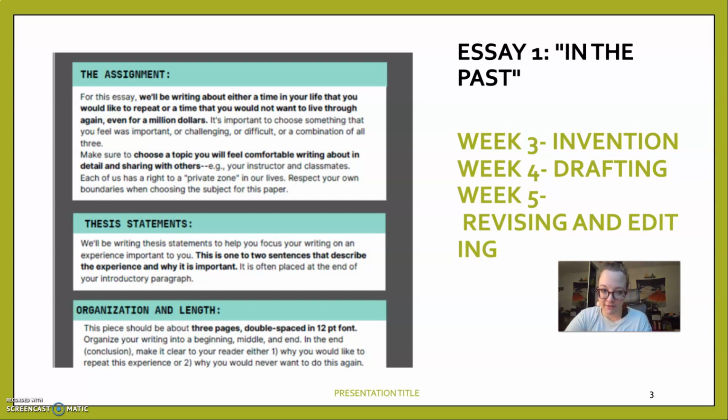Then we're going to talk about thesis statements here as well. We're going to be writing thesis statements to help you focus your writing. So this is going to be 1 or 2 sentences that describe your experience and why it's important. It'll usually go at the end of your first paragraph, which will start in week 4. But eventually, you'll want to have about 3 pages for this essay, but I'm not saying you need 3 pages this week. All right. Eventually, at the end of week 5, you should have 3 pages, but we'll get there.